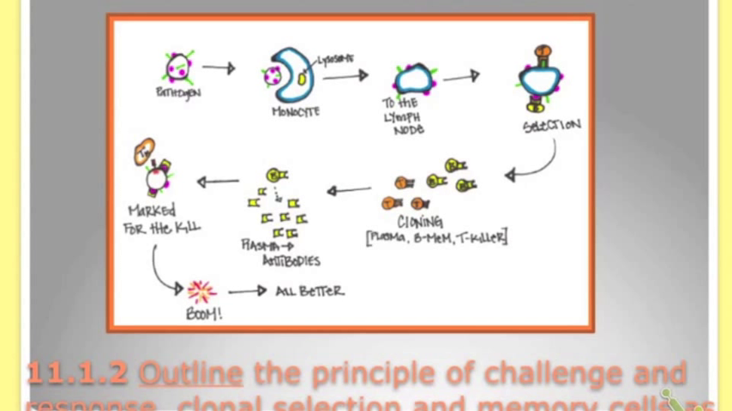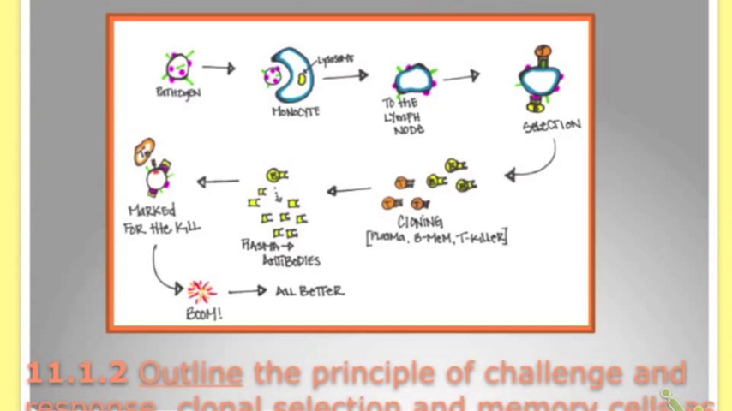Okay, so let's take another look at this assessment statement. It asks us to first outline the principle of challenge and response. And challenge and response is really pretty straightforward. It's basically the principle that says that our system is being challenged by a pathogen, and our system is going to respond with the clonal selection and memory cells being developed. So what I'm going to do next is go through the whole process of clonal selection and the production of memory cells, which is diagrammed here.